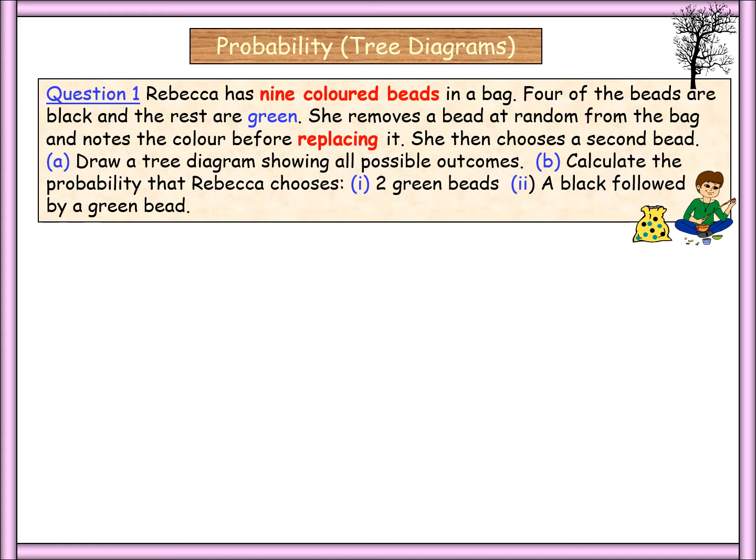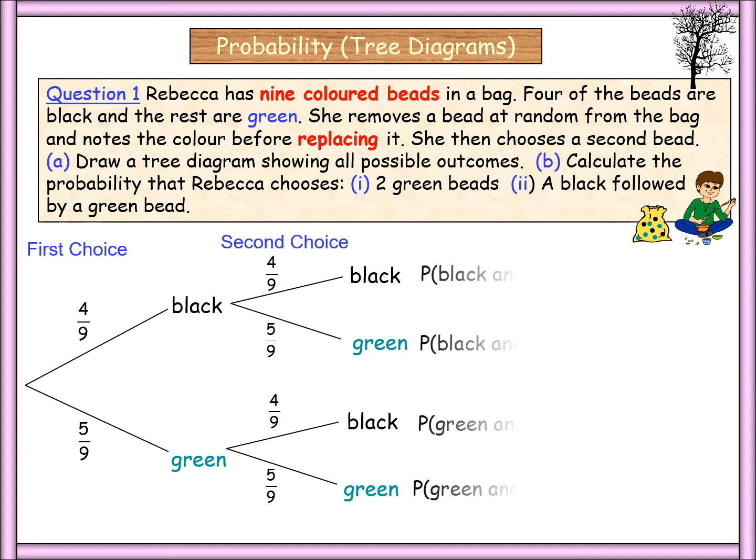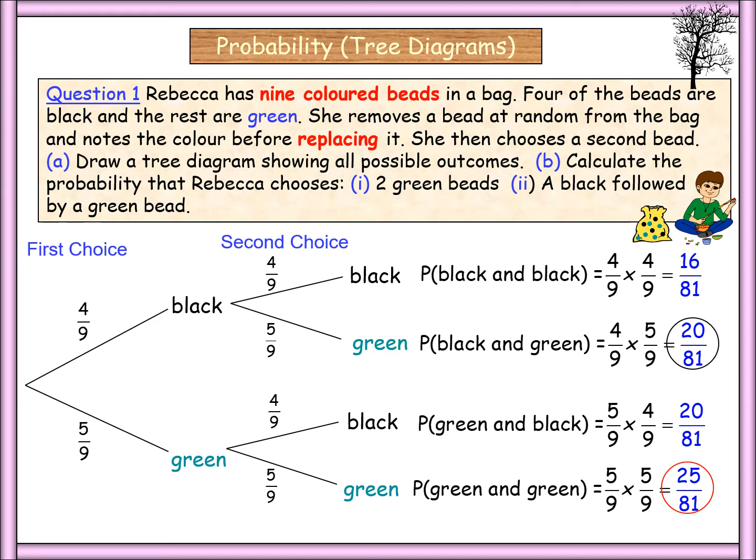The first thing that we should do here is to make our tree diagram. So once we choose black for the first choice, we still have 4 over 9 probability of getting black for the second choice because of the word replacing. So if the word replacing appears in a problem, no need to subtract from your first choice. So why do we have 5 green? Because it says there in the second sentence, 4 of the beads are black, so the rest are green. So 9 minus 4 equals 5. So we have 5 green. So that is how we have 5 over 9 in the second choice if we choose green for the first choice because the word replacing it, okay?